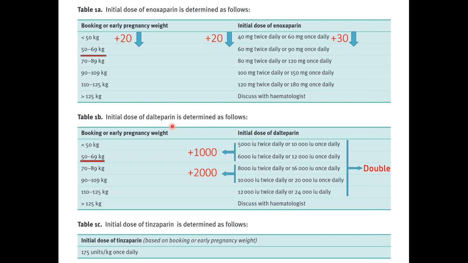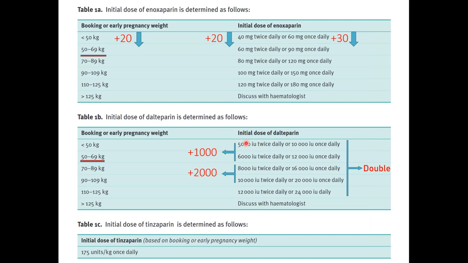In case of dalteparin, the initial dose in case of less than 50 kilograms is about 5,000 international units twice daily or 10,000 international units once daily. So twice daily, 5,000; once daily, 10,000. And from 50 to 69 kilograms, the initial dose will be 6,000 international units twice daily or 12,000 international units once daily.